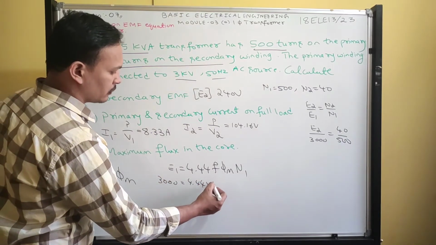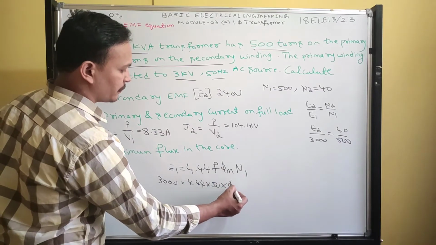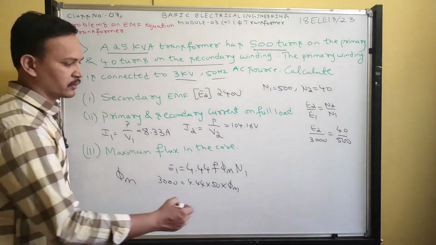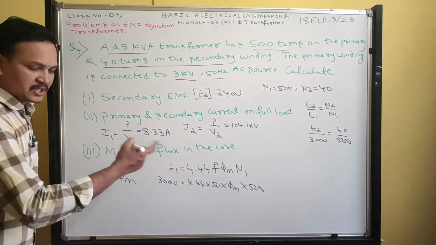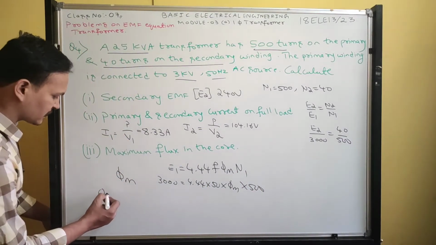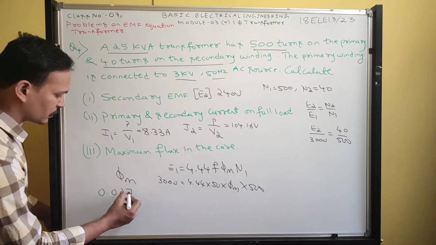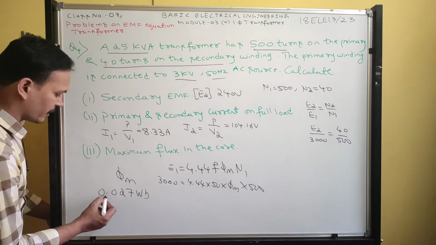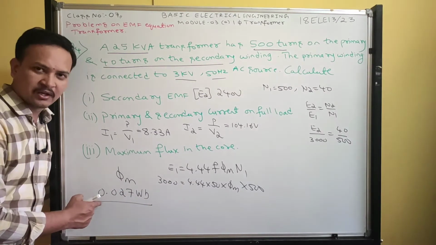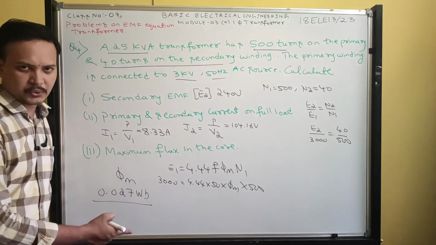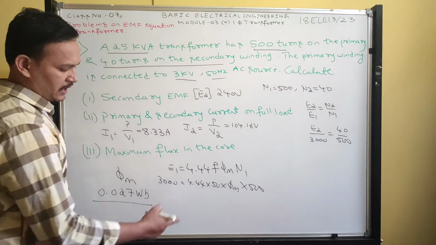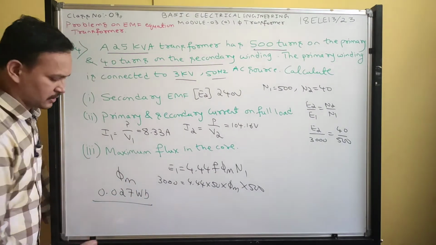4.44 into 50. What is flux phi m? That is only you need to find out. And what is number of primary turns? 500. By solving this, you will get flux value 0.027 Weber. I am not sure about this value. You may get 0.0027 or 0.027. So just solve it, and whatever answer you got, that is correct.